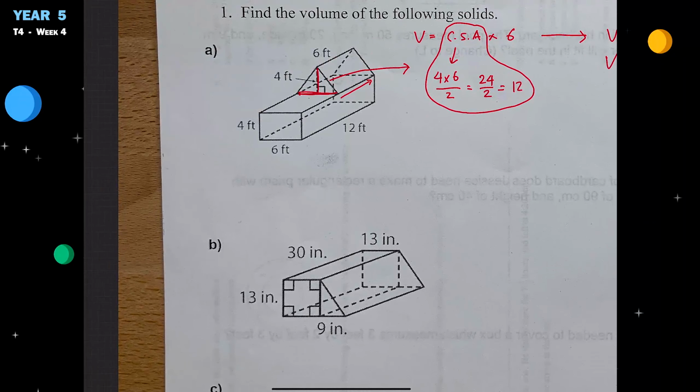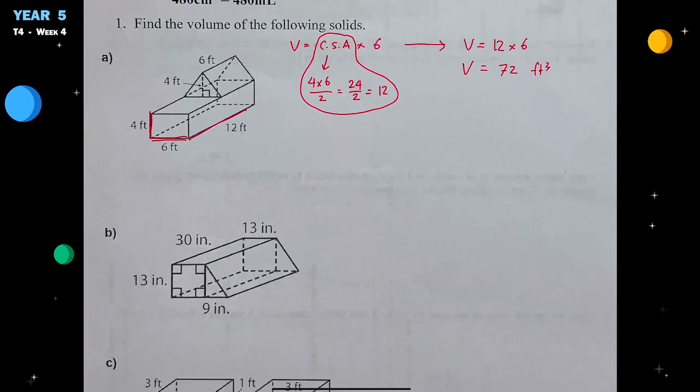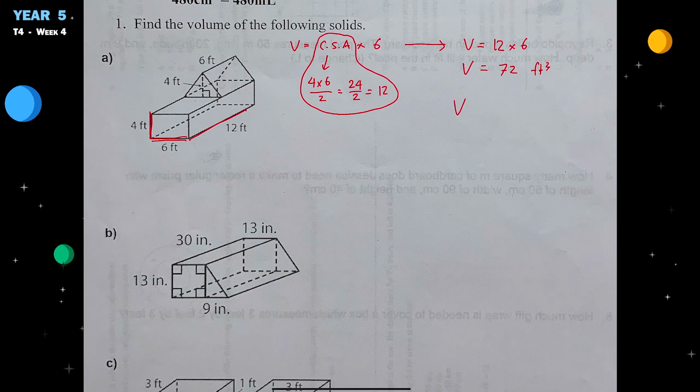Now to find the bottom piece. The bottom piece is easy. It's a rectangular prism. To find the volume of a rectangular prism, we just have to do length times width times height. So that's just 4 times 6 times 12. I'm just going to draw a picture. The volume of this rectangular prism is equal to 4 times 6 times 12.